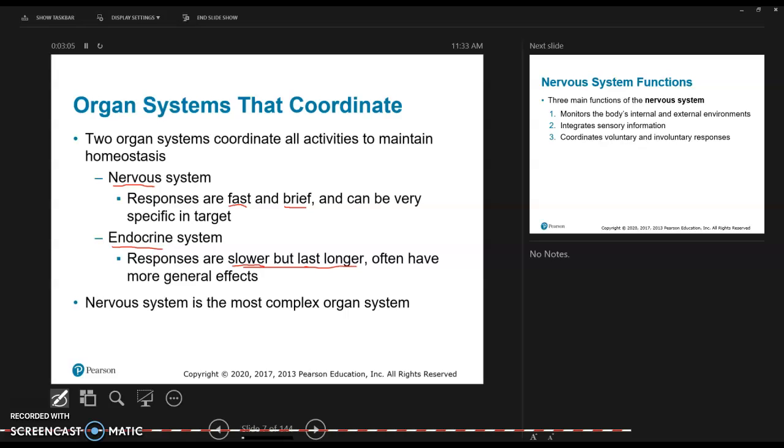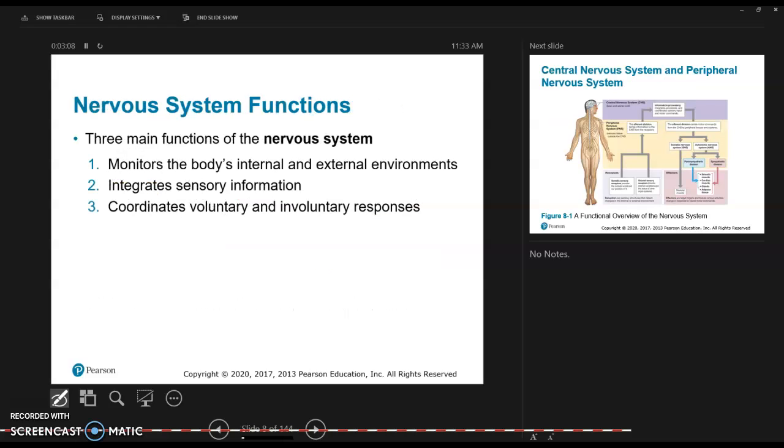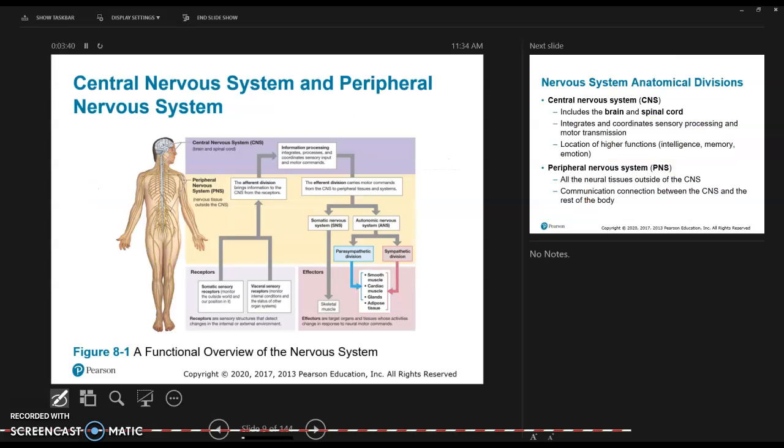The nervous system is the most complex organ system for sure. The 3 main functions of the nervous system are to monitor the body's internal and external environments. So monitoring, integrating the sensory information, and this happens in the central nervous system. That means receiving sensory information and then making a decision what to do with it, what responses are going to be generated. And then coordinating those responses, whether they are voluntary or involuntary.